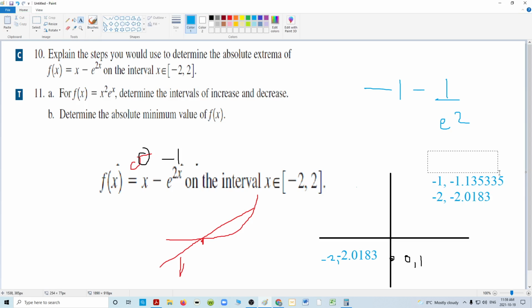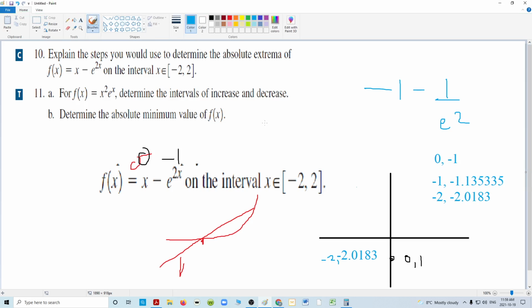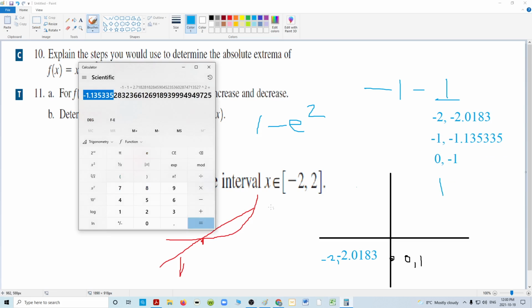And then of course at 0, we've determined 0 comma minus 1. And then at 1, you get 1 minus e squared. So you're just going to immediately see a dive. So putting it in order, this would be it, and this would be it. And then at 1, you're going to get 1 minus e squared. E squared is obviously like 6 or something. Oh, 7.8. So you're going to get minus 6 point. So boom, it dives.